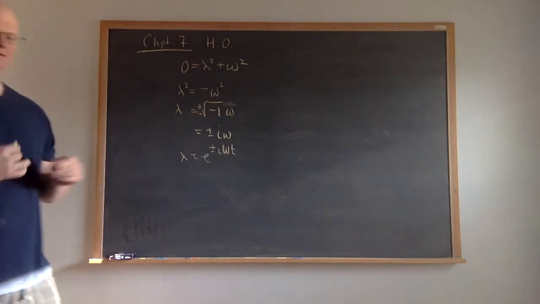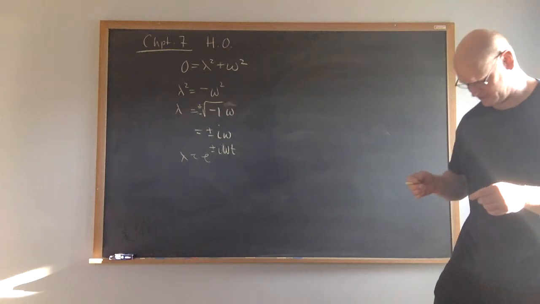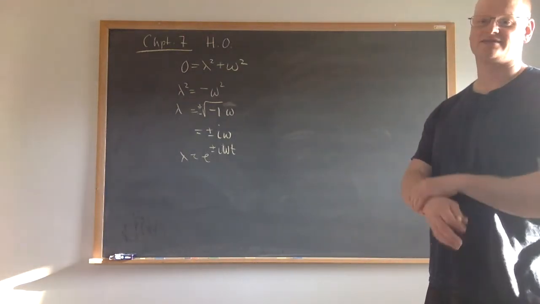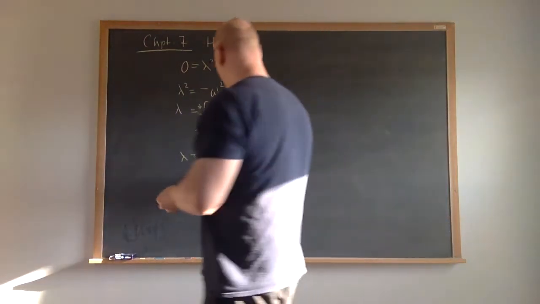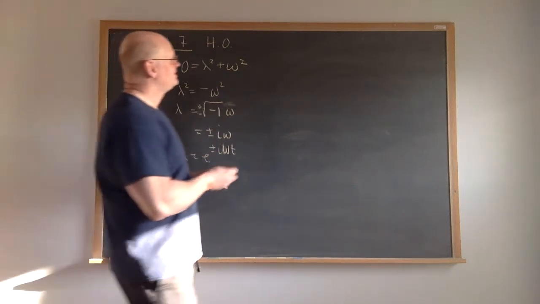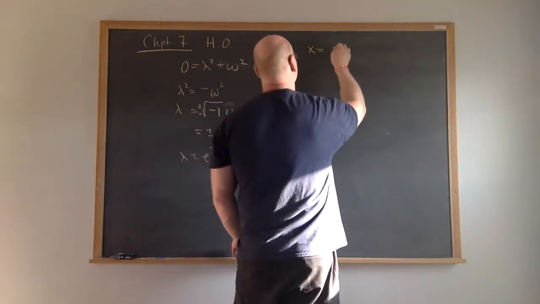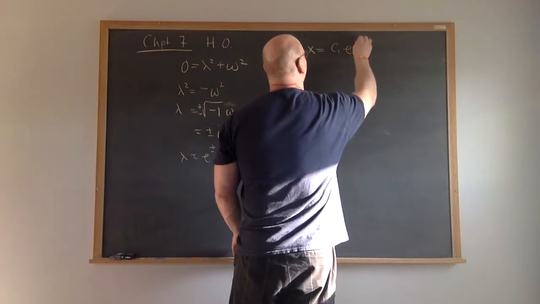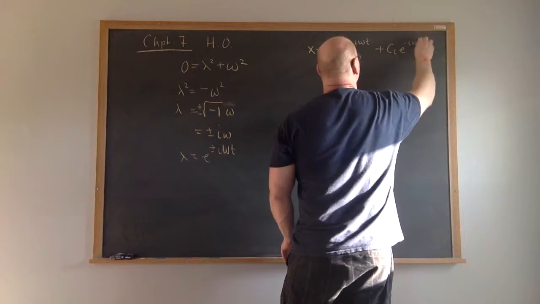Now, we talked about this early in the semester. Anytime I have a second order differential equation, I have to have what? Two independent constants, because I have two constants for every particular one. So here what we're going to do is take both of these two different solutions and simply add them together with two different coefficients. So this says that x, our solution, is going to be equal to some c1 e to the i omega t plus c2 e to the minus i omega t.